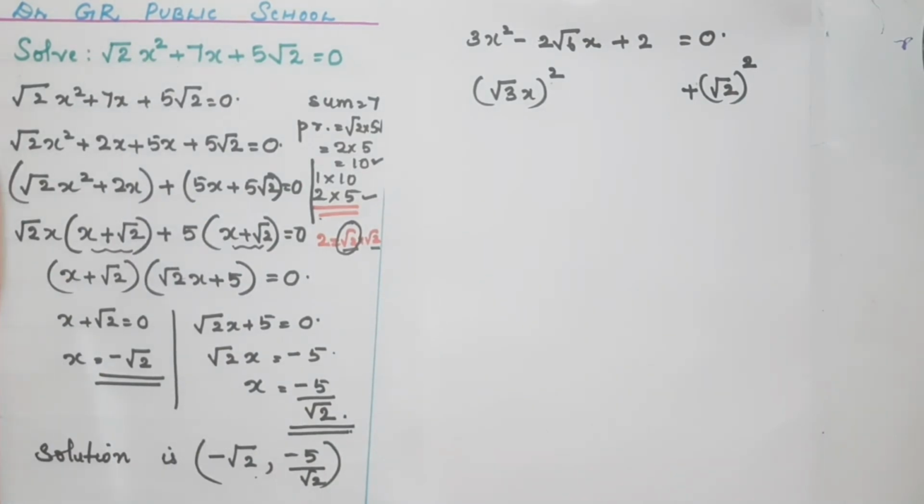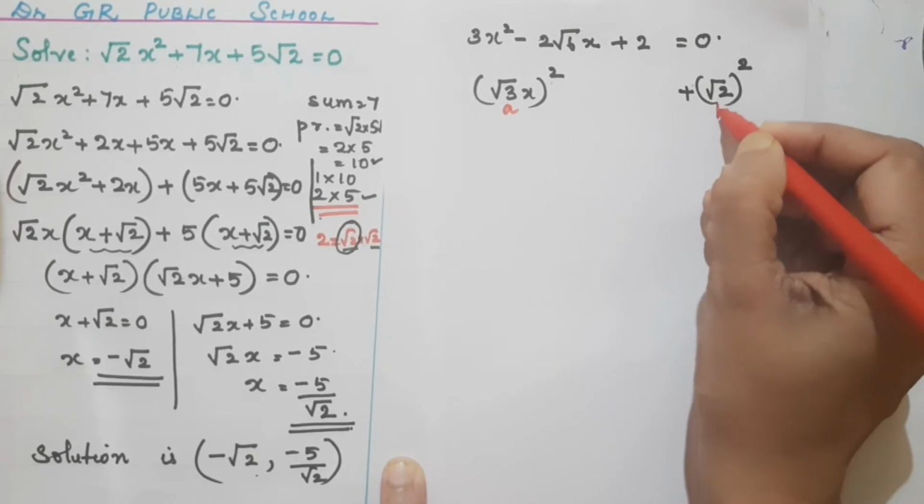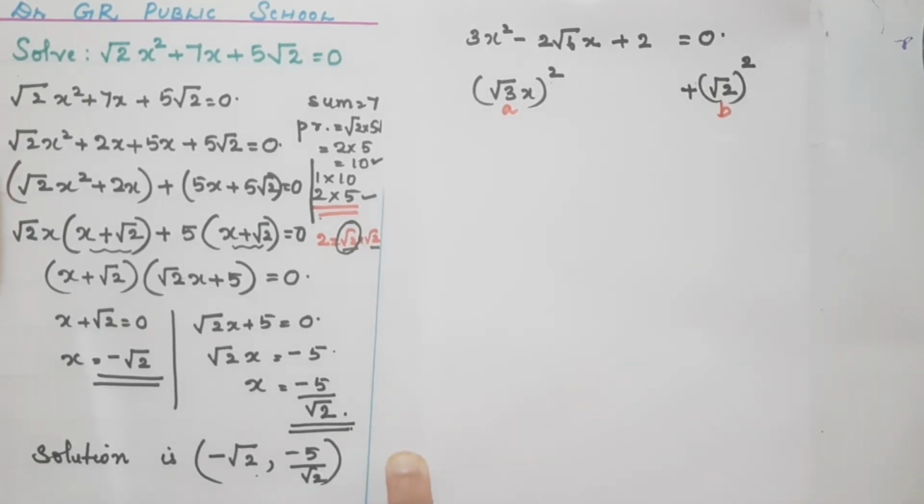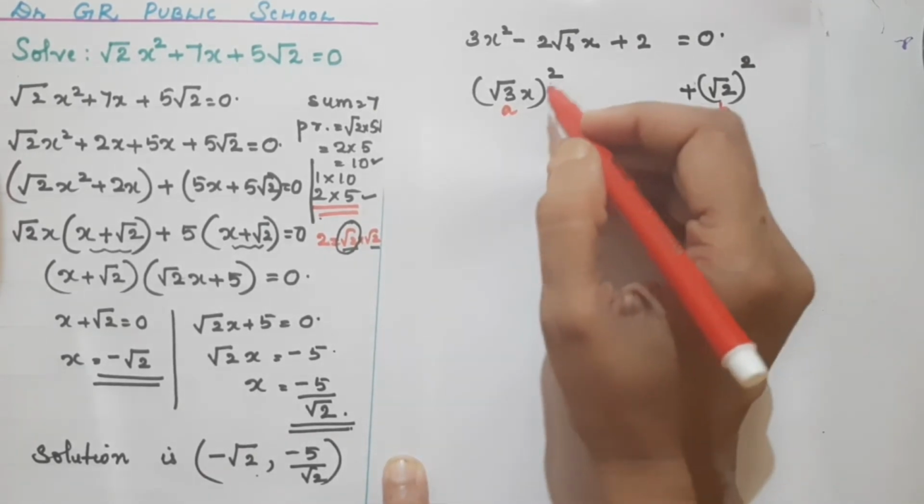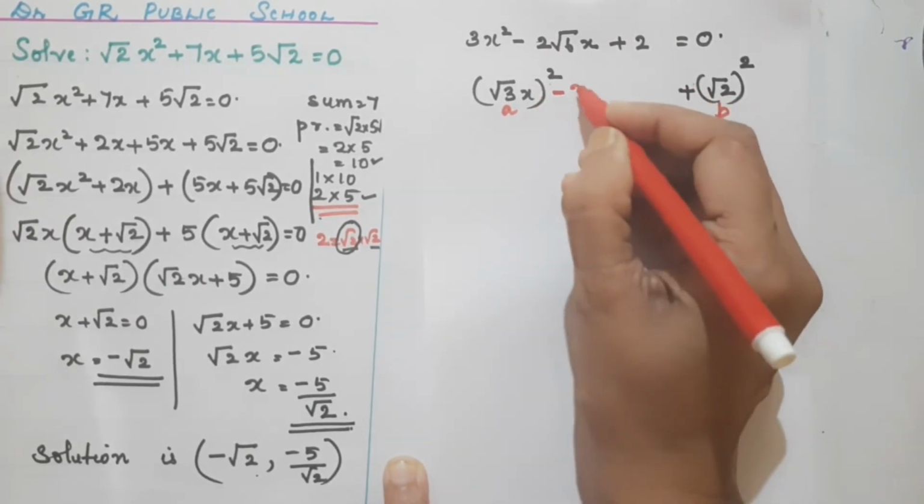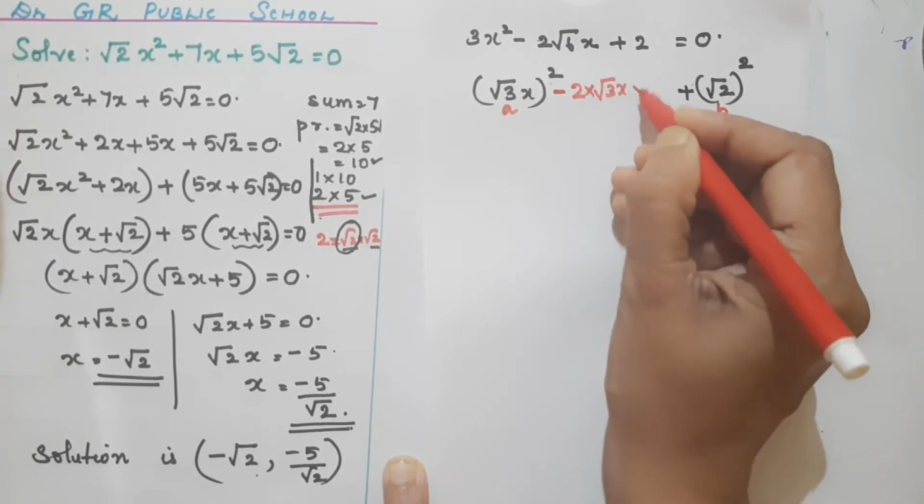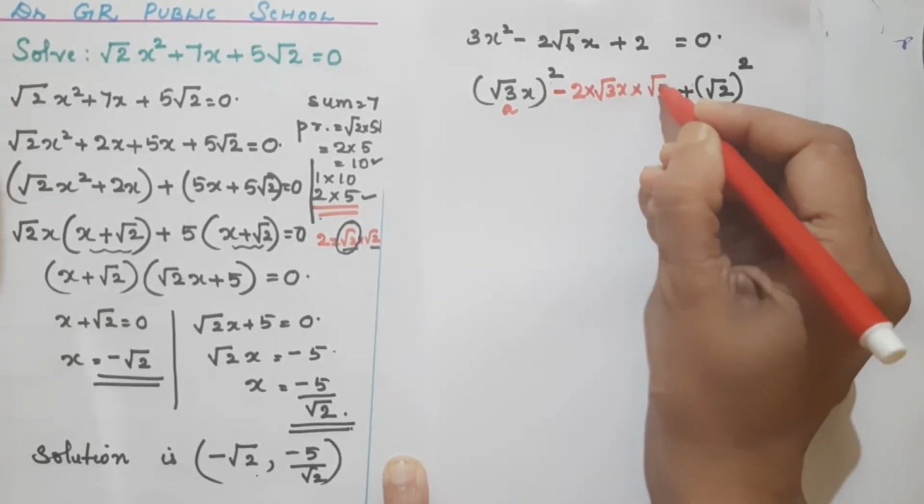Okay. So this can be taken as A and this can be taken as B. Now verify this middle term whether it is 2ab. Here we have minus 2 into what is A? Root 3x into what is B? Root 2.